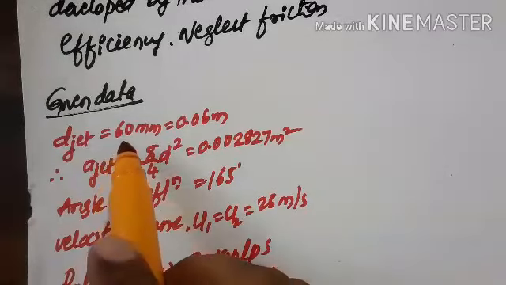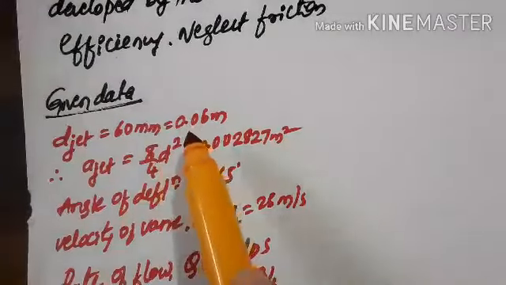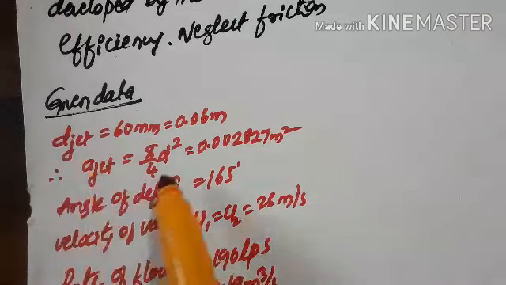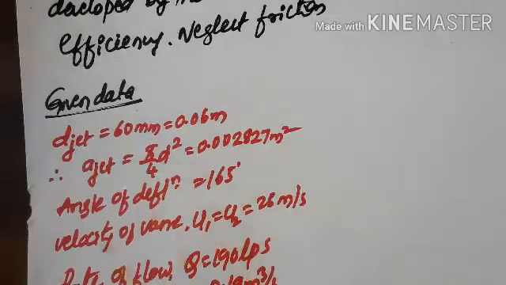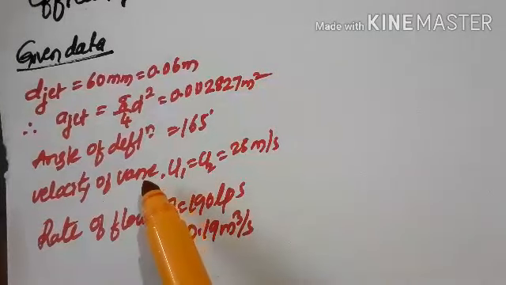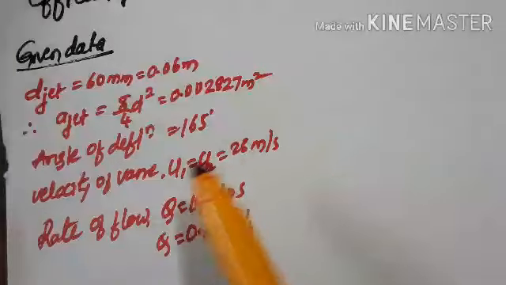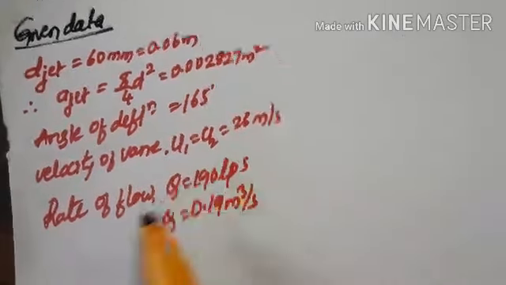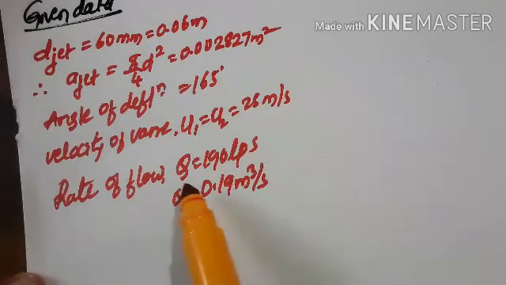The diameter of the jet is given as 60 millimeter, so 0.06 meter, and the area of the jet can be calculated, that is pi by 4 d square. Then the angle of deflection is given, that is 165 degree. Then the velocity of the vane both at inlet and at outlet, that is u1 equal to u2 equal to 25 meter per second. The rate of flow is also given, that is the discharge Q is 190 lps, that is 0.19 meter cube per second.